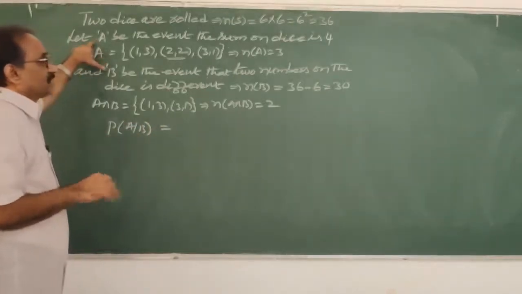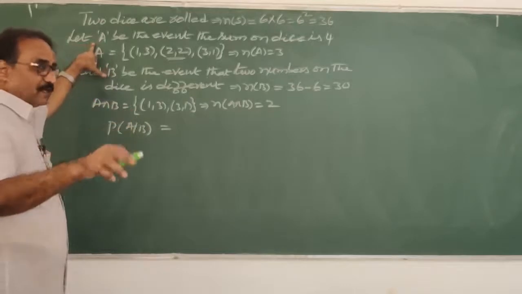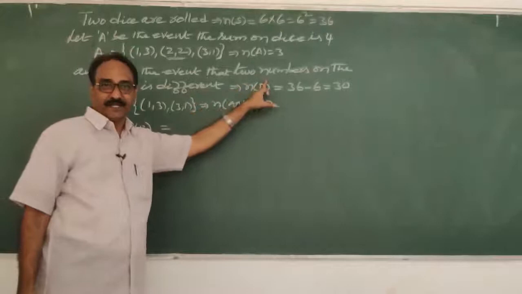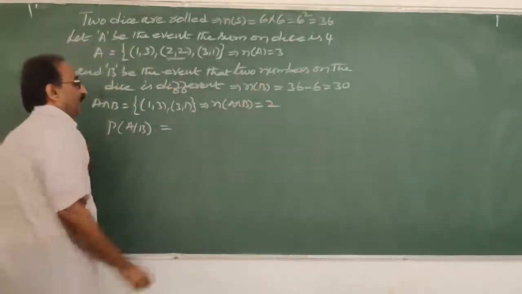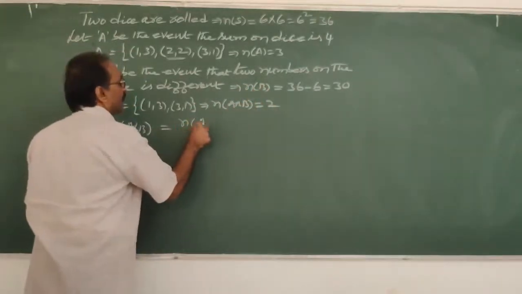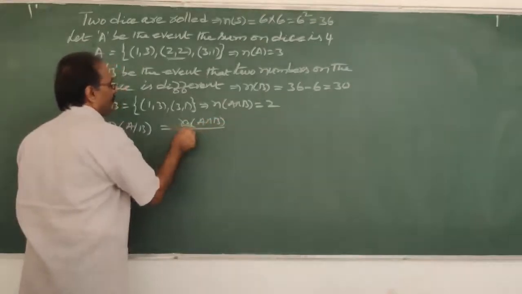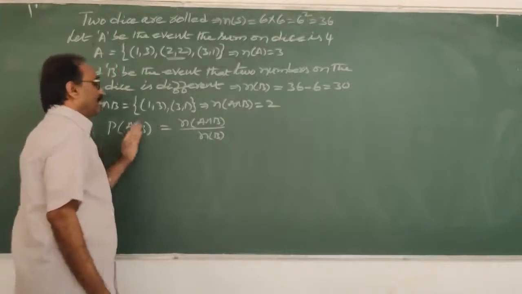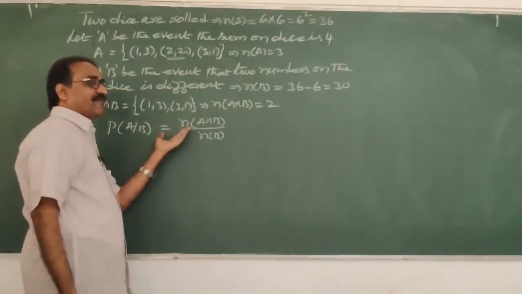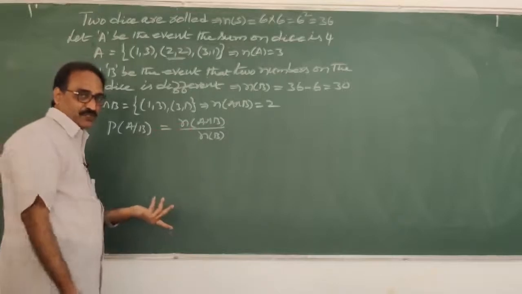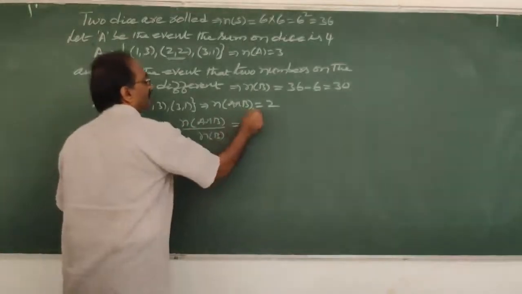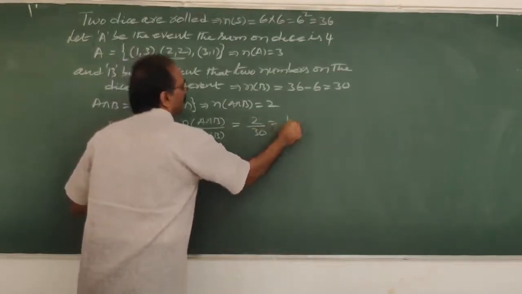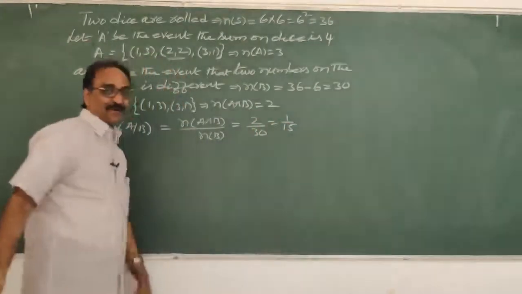A means the sum on the two dice must be 4, provided that the numbers on the two dice are different. So P of A given B can be written as N of A intersection B by N of B, or P of A intersection B by P of B. Any one of these two, same thing. So here N of A intersection B is how much? 2. N of B is how much? 30. 2 by 30 means how much? 1 by 15. Problem over.